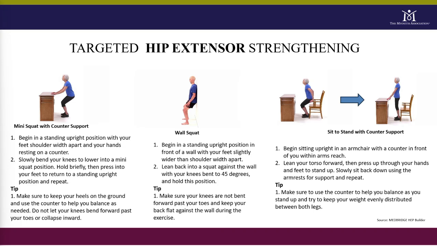These are hip extensor strengthening exercises, but you are doing them in an upright position. Mini squat while holding on to a counter for support. You are bending your knee to about 45 degrees, holding it there for a few seconds, and then going back up. Sometimes my patient will put a belt on, and then they put weights around the belt to give some resistance.